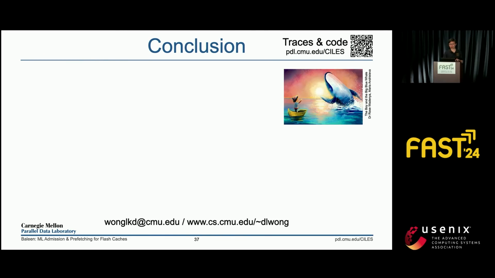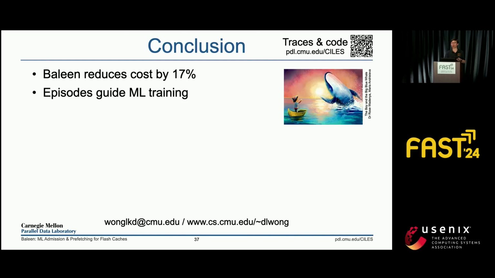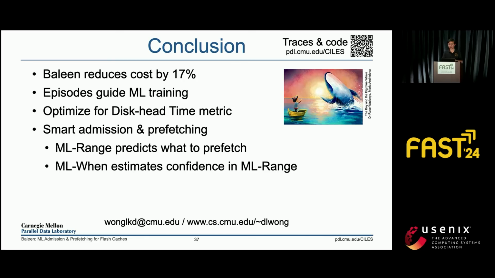That brings me to my conclusion. Baleen reduces cost by 17%, and how we do that is with our episodes model that guides ML training, and these policies optimize for disk-head time. So we have OPT-guided admission, and then we have prefetching that predicts what to prefetch and also when to prefetch.